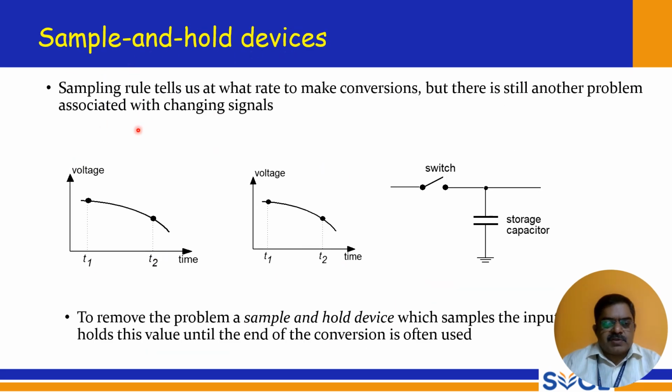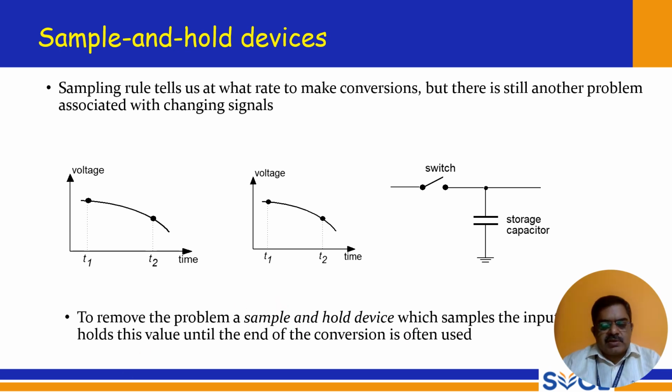Sampling rules tell us at what rate to make conversions, but there is still another problem associated with changing signals. So from T1 to T2, here this is the storage capacitor, and you can see the voltage is a little reduced over this time. To remove the problem, a sample and hold device which samples the input and holds this value until the end of conversion is often used. So this is the main usage of the sample and hold circuit.